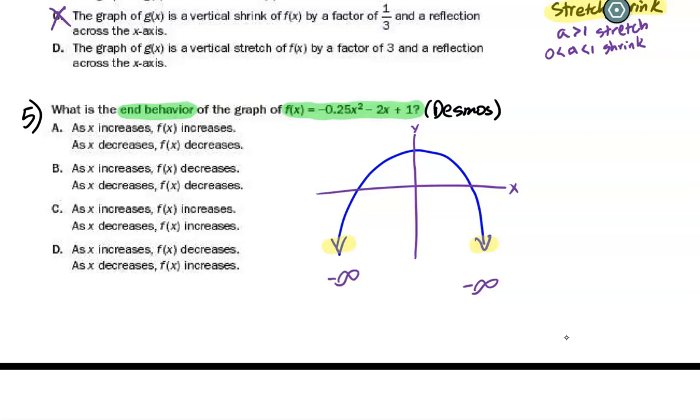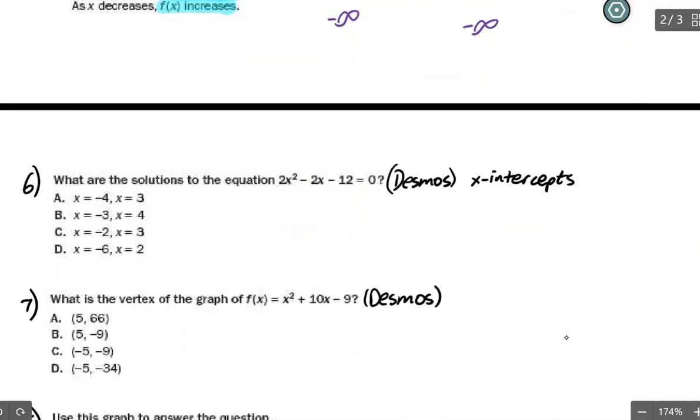I'm not going to eliminate any answer choices because it's pretty obvious, but you have to look here. These are your answer choices. Everything at the beginning is the same. It'll always say as x increases, as x decreases. So you have to pretty much compare those 4 choices. All right, number 6.